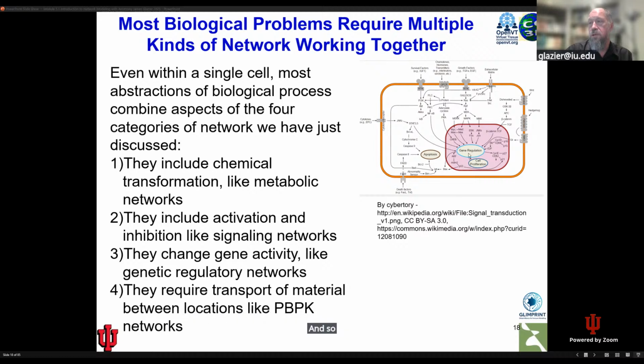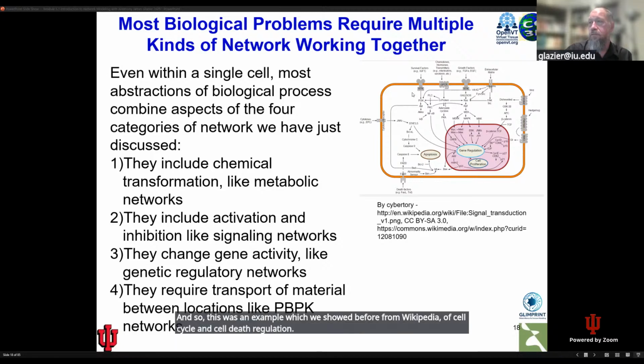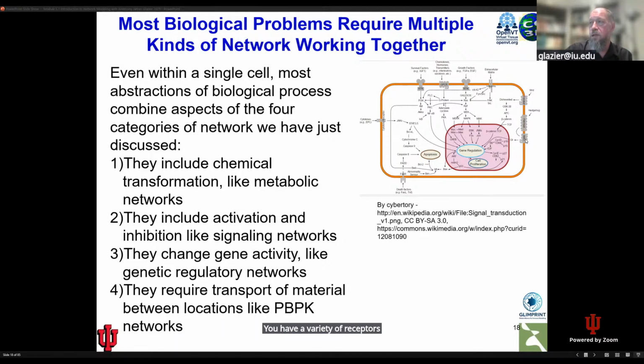And so this was an example which we showed before from Wikipedia of cell cycle and cell death regulation. You have a variety of receptors on the surface of the cell. You have a variety of cell signaling networks inside of the cell. Those networks in turn turn on genes. So those are gene regulatory networks that will then control whether the cell proliferates or dies.